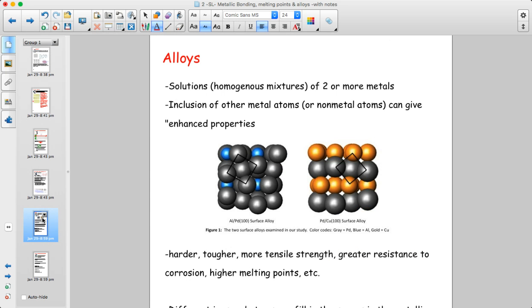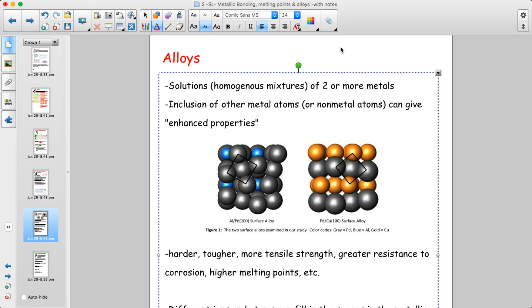Okay, now to skip ahead, an alloy is actually probably what you're really familiar with if you think of metals that you use in your daily life. Alloys are mixtures of different metals and sometimes nonmetals, but we think of an alloy technically as a solution, a homogeneous mixture, a uniform mixture at the atomic level of two or more metals. And the inclusion of different metals or other metal atoms and sometimes nonmetal atoms into a metal's structure can give metals what we would call enhanced properties.